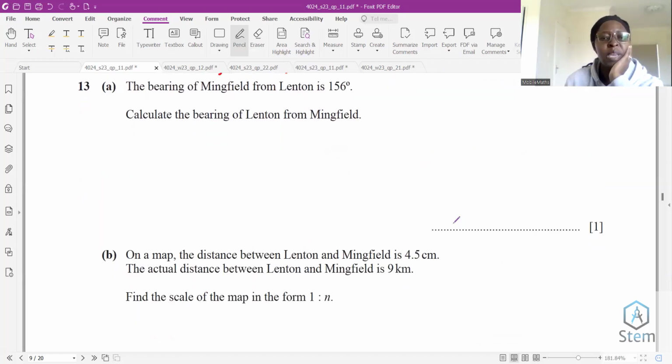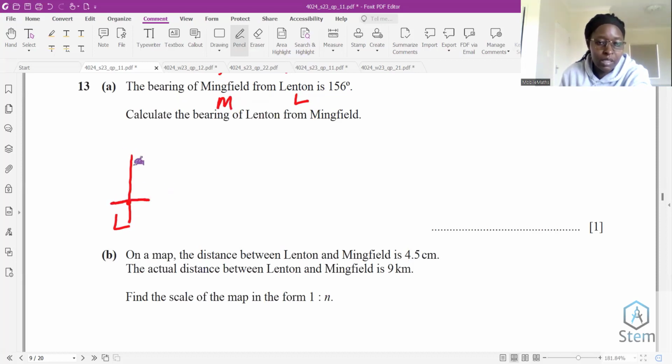The bearing of Mean Field from Langton is 156. The best way is to draw and visualize it. I can say this is my L, my Langton, and Mean Field is my M. So the bearing here, I can have my compass. This is my north, south, east and west. So this is 90 degrees.